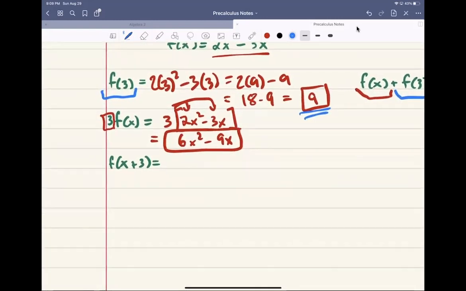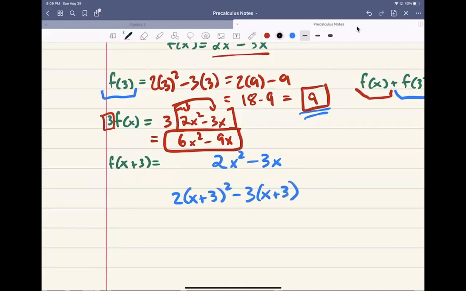For the last one, it's a little bit trickier. You're going to plug in x plus 3 wherever our x is. So remember, our f of x is 2x squared minus 3x. So what does this mean? It literally means that wherever you see x, you're going to write x plus 3 inside. And then you're going to have to FOIL it out.